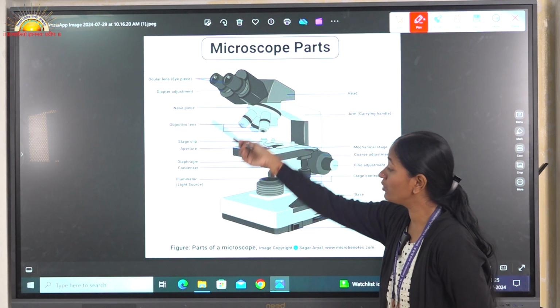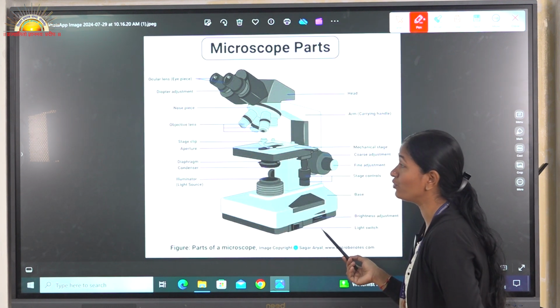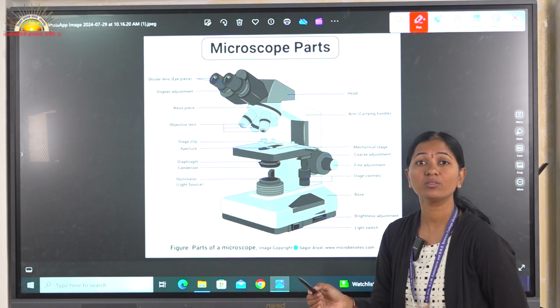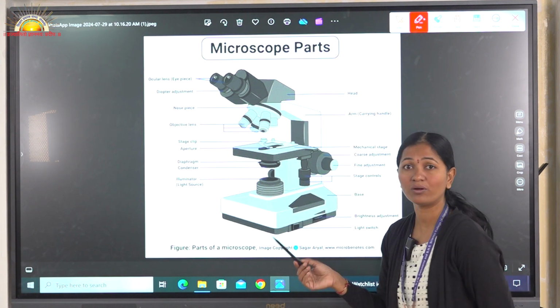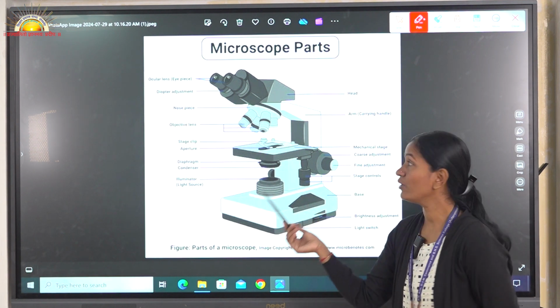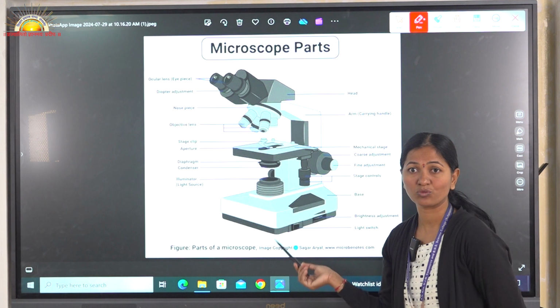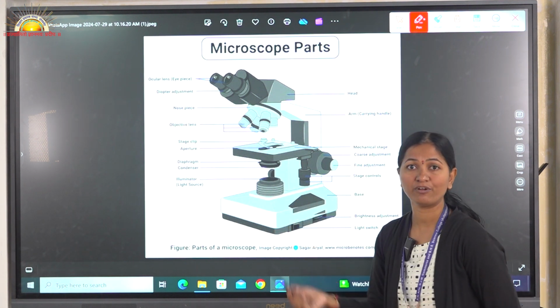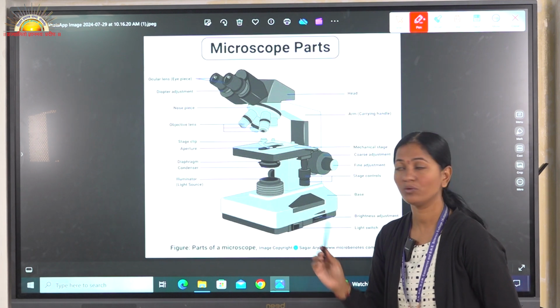Now see here, the compound microscope we are going to use is a type of bright field microscopy, because here your specimen is stained and the background is bright. Whenever we observe with the compound microscope, it is also said to be a version of bright field microscopy. So thank you.